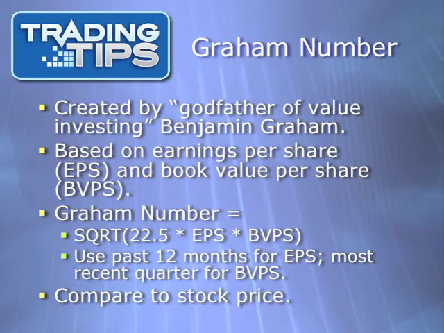Benjamin Graham is the father of value investing. His most famous book is the simply titled Security Analysis from 1934, a timeless classic. The Graham number looks at two things, earnings per share, EPS, and book value per share, BVPS. First, you multiply EPS by BVPS by 22.5, then find the square root. Use TTM, or trailing 12 months figures, for EPS, and the most recent quarter for BVPS. You then compare this to the stock price. The Graham number gives a fair market value estimate, so if the stock price is lower than the Graham number, the stock might be a value stock.